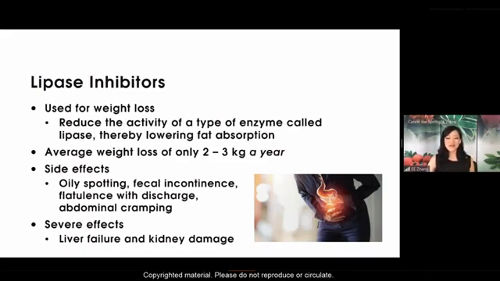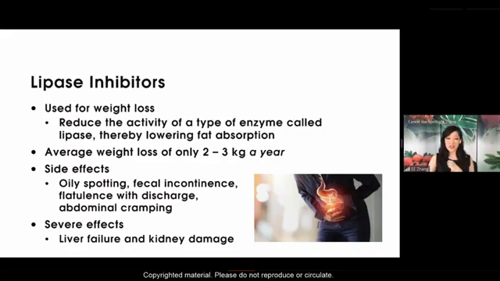And for most people, they don't actually stay on the pill long term because the side effects are terrible. It can cause oily spotting in the inside of your underwear. Because if you think about it, if you're not absorbing any fat, then whatever fat you eat has to come out the other side, right? So a lot of the side effects will be oily spotting.